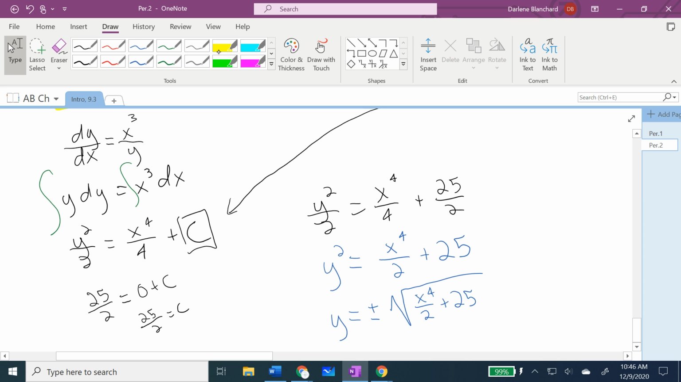Which means you have to figure out which one of these is it. And some of you may already see it.